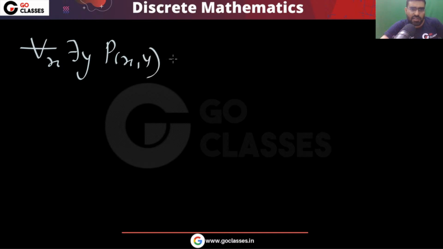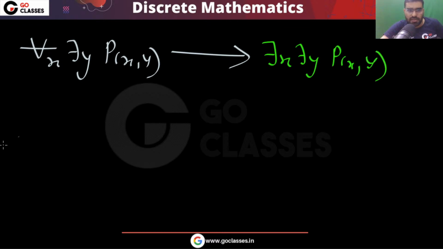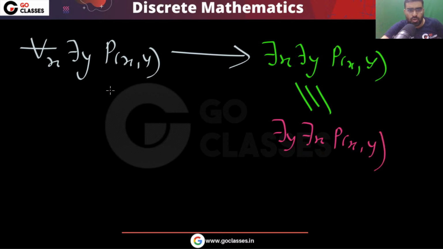Of course, this is true: if you have for all x, there exists y, for everyone there is someone. See, for everyone there is someone, then definitely for someone there is someone. Do you agree? Are you getting my point? For everyone there is someone, then can I say for someone there is someone? Yes, of course. Correct. And remember, this is equivalent to there exists y, there exists x, pxy. So you can see this will imply this.